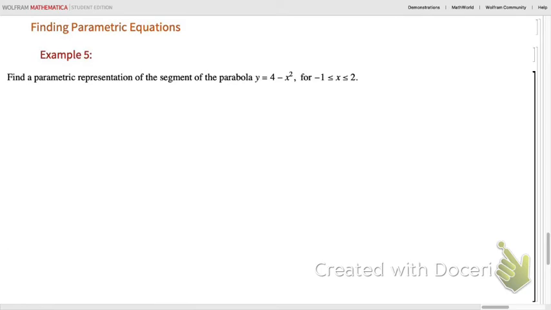Okay, so we're going to find a parametric description, or a parametric representation, of the segment of the parabola y equals 4 minus x squared for x between -1 and +2. So now we're just looking at segments. Kind of go back to example 1, right?